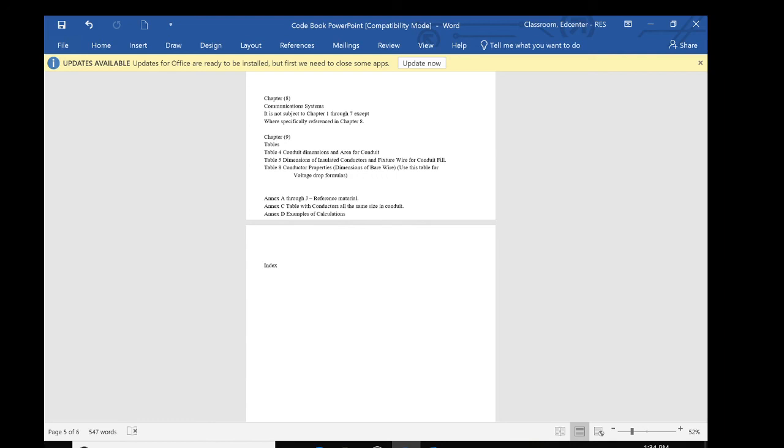And then index. Like I said, we're going to use that index a lot, because what we're going to do is we're going to look for keywords. We're going to look in the index. It's in the back of the book. We're going to come back and find them.